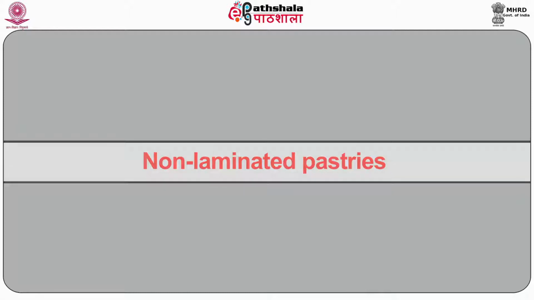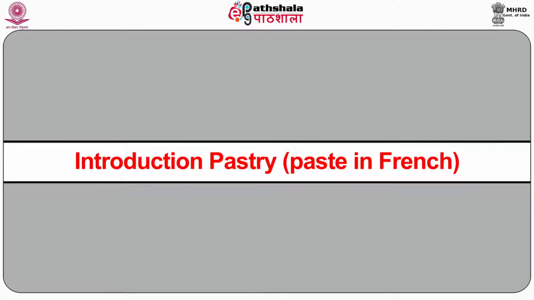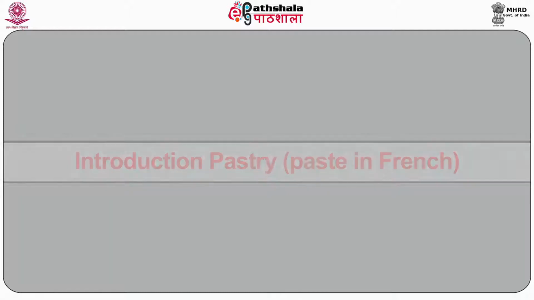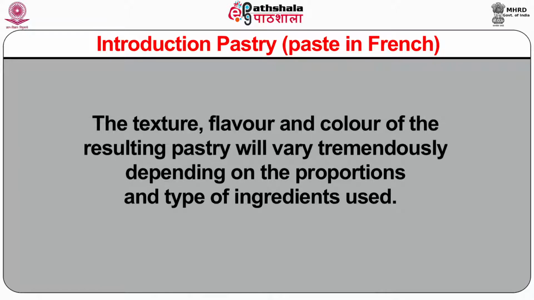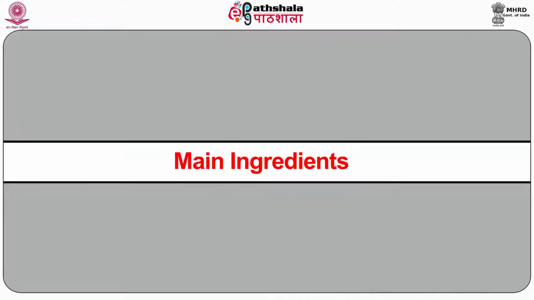Non-laminated pastries. Introduction. Pastry. Paste in French. Most kinds of pastry are made with a combination of flour, fat, and a liquid to bind. The texture, flavor, and color of the resulting pastry will vary tremendously depending on the proportions and type of ingredients used. Main ingredients. Flour. The flour used in pastry making is weak to medium strong.